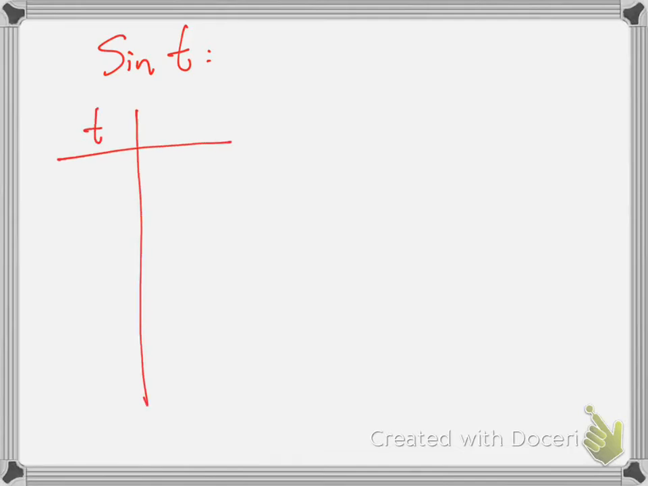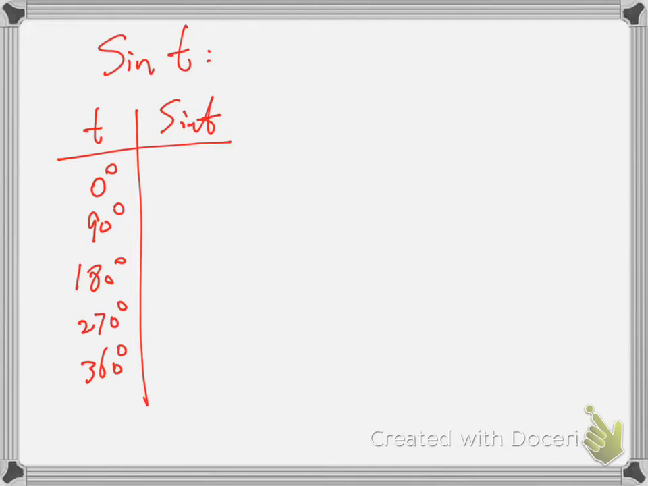So let's first look at the graph of sine t. Let's pick some numbers for the angle t. The angle could be 0 degrees, 90 degrees, 180 degrees, 270, and then 360. So let's find sine t. Basically we can find sine t and cosine t together.